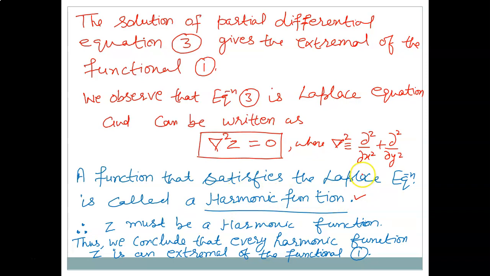So from here we can say this functional does not have a unique solution, but it can have many solutions. Any function z which is a harmonic function of two variables will satisfy this equation, and therefore this particular functional has many solutions. So z must be a harmonic function here. Thus we conclude that every harmonic function z is an extremal of the functional 1. So this is about this first illustrative example.